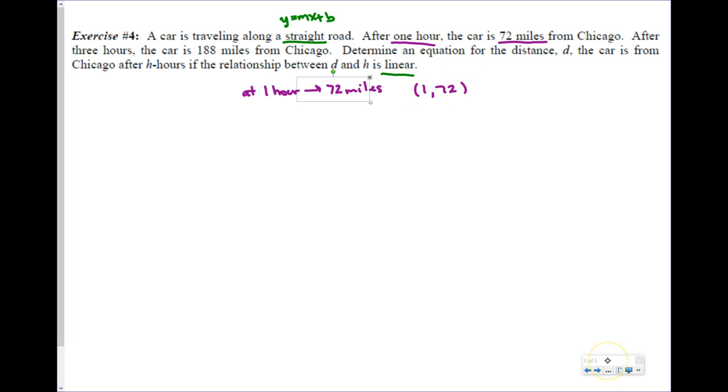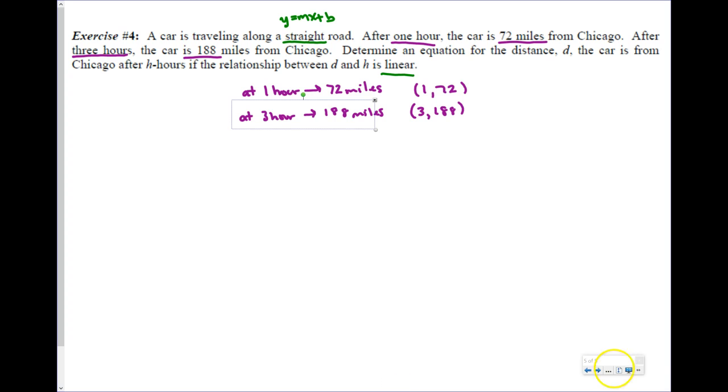Okay, I have a second point here. After 3 hours, the car is 188 miles. So at 3 hours, the car is 188 miles. So there's another point, 3, 188. So I've got 2 points.